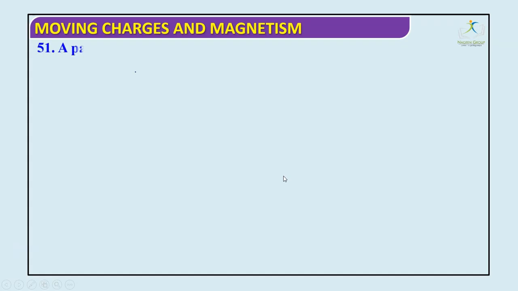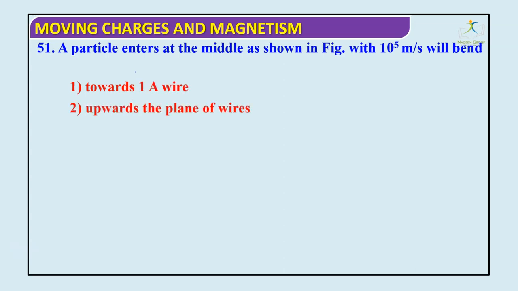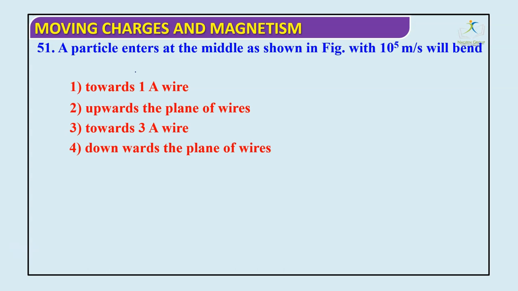The question number 51: a particle enters at the middle as shown in the figure with 10 to the power 5 meter per second. Will it bend towards the 1 ampere wire upward the plane of the wires, or towards the 3 ampere wire downwards the plane of the wire? Let us see the solution of this question.